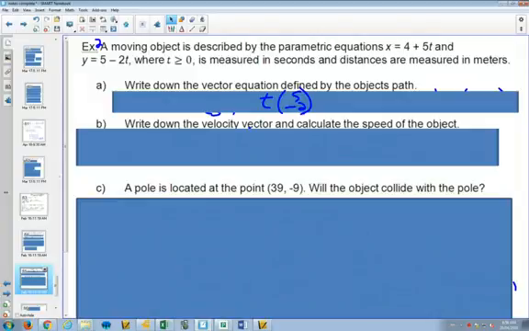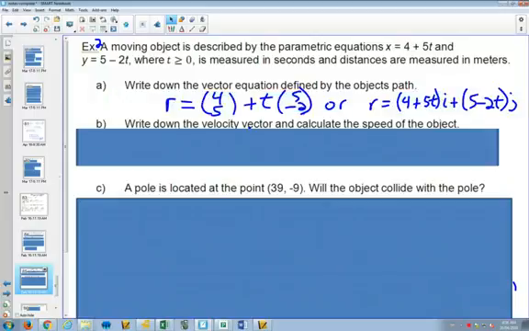So here we have another example. This time we're given the parametric equations instead of the vector equation. If we have the parametric equations, can we write down the vector equation? Yes, we have a starting point at (4, 5). (5, -2) is your velocity vector. Now, personally, I like this first equation. That's my favorite form of the equations, but you could write it with the i's and the j's as well.